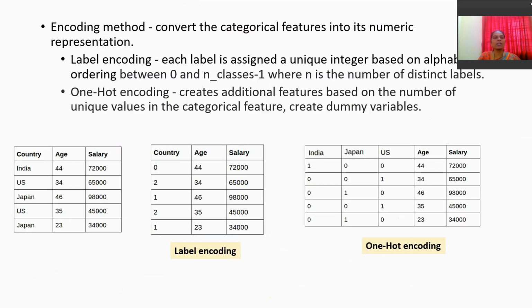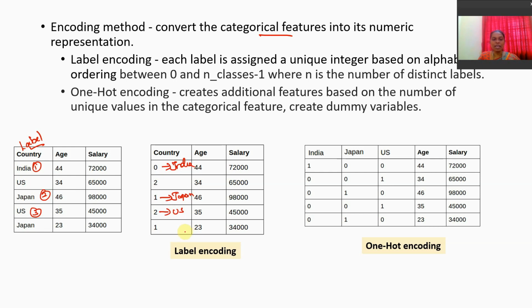Now there is another transformation method, which is called encoding. Encoding is nothing but converting the categorical features into numerical features, because machine learning algorithms understand only numerical values. Since my data has a categorical column, the label, this label needs to be converted into a numerical value. How is it 0, 1 and 2? It is India, Japan and then US. India will be replaced with index 0, Japan with index 1, and US with index 2.